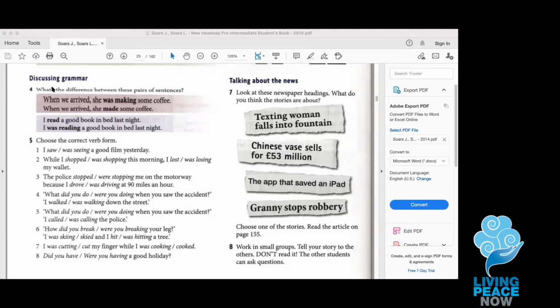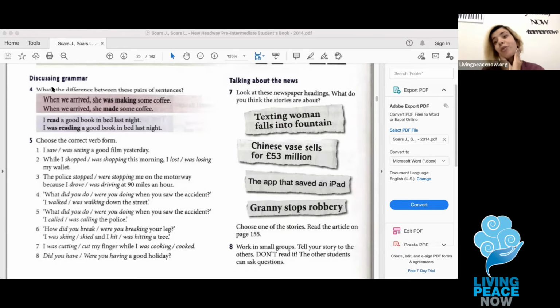When we were arriving, the action was going on. In the first sentence, she was making some coffee, the action was going on, and in the second sentence, when we arrived, the action had taken place before we arrived. So the first explanation is correct. The second explanation is not correct.